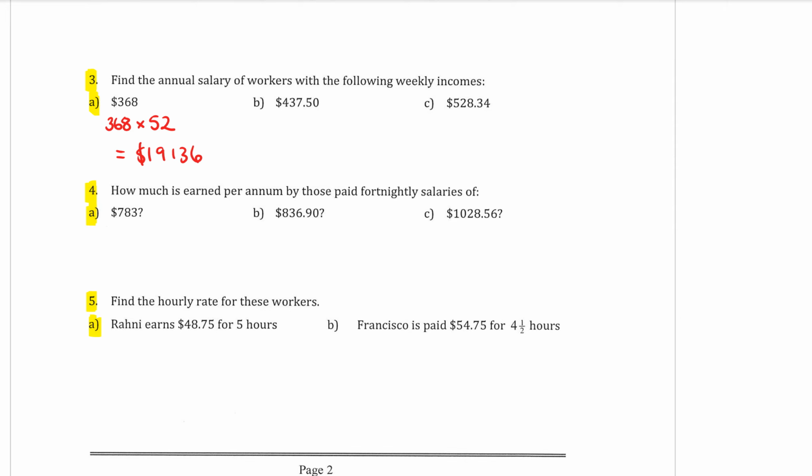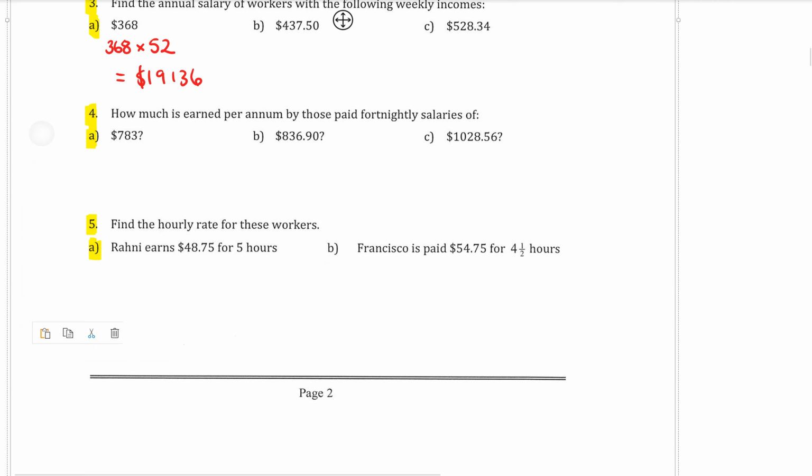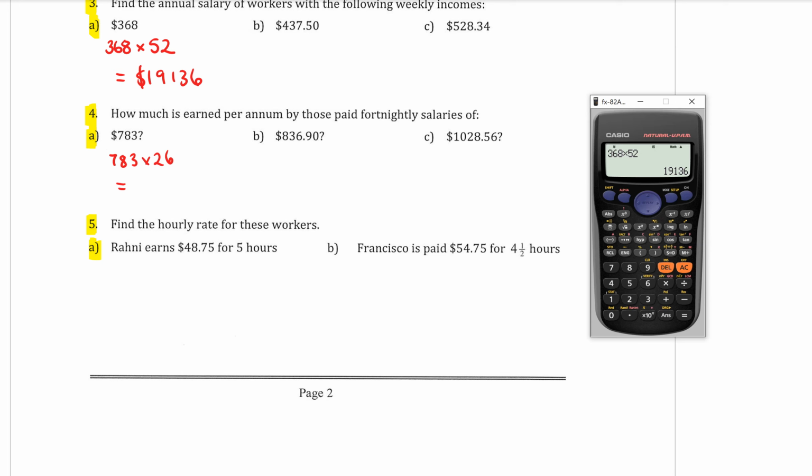Okay, part B and part C, you'll be able to do those ones now. Question 4, how much is earned per annum by those paid fortnightly salaries of, okay, so this time this $783 is a fortnightly pay. So if I want to know how much they're going to get yearly, I would times that by 26 because there are 26 fortnights in a year. So 783 times 26 is 20,358.